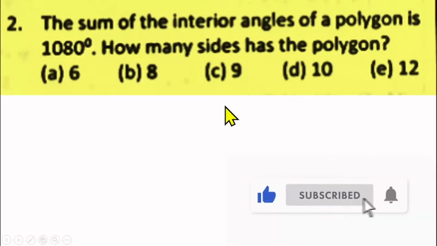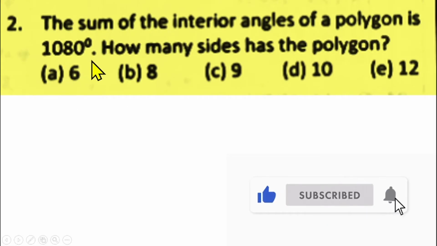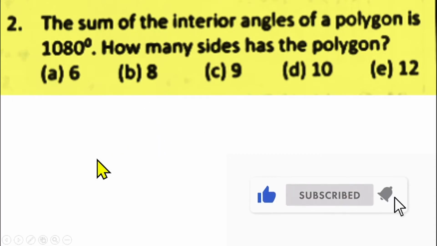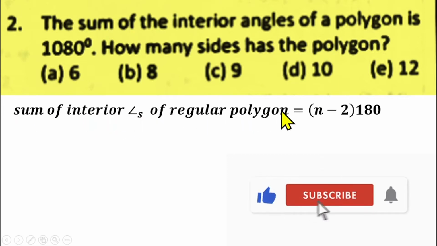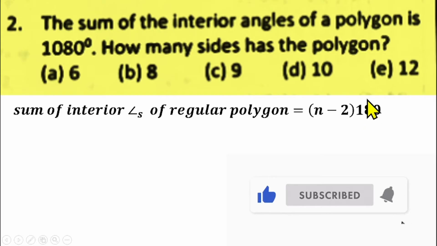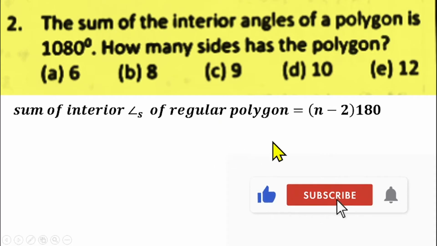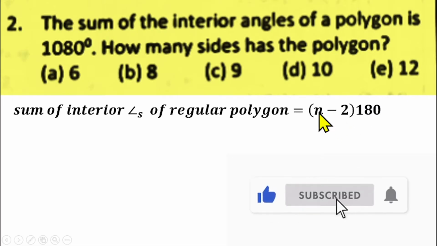Question number 2 is from the polygon, and that is plane geometry. The sum of the interior angles of a polygon is 1080 degrees. How many sides has the polygon? To find the sum of the interior angles of a regular polygon, you have it to be n minus 2 multiplied by 180 degrees. This formula will help us to sum the interior angles, that is the angles inside the polygon, together, where n is the number of sides the polygon has.